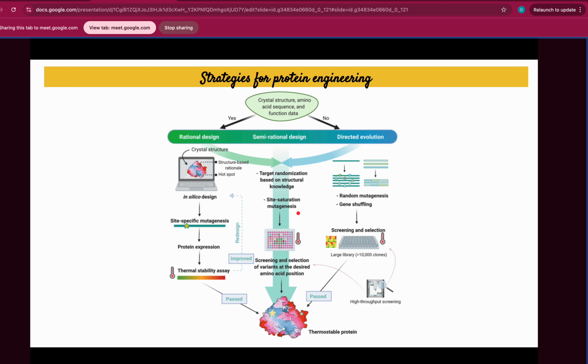Then comes site saturation mutagenesis. This is a type of mutagenesis in which at each site we mutate it into 20 different types of residues one by one, and then we check how it is bringing about the change. So this screening and selection of the variants is done, and ultimately if they satisfy the criteria, then it will give us a thermostable protein. So a thermostable protein was our ultimate aim to achieve, and these are different strategies with which we are moving towards that aim. Now one by one we'll go through all of these methods.